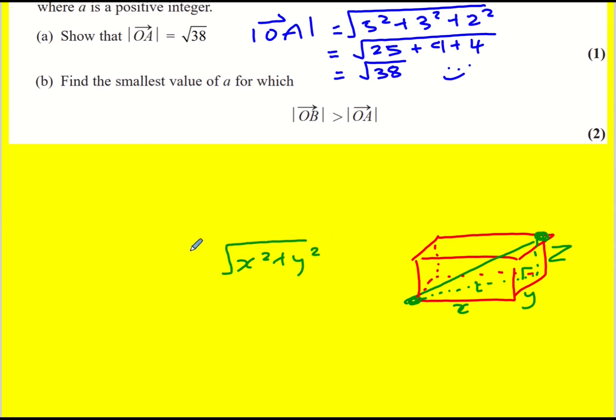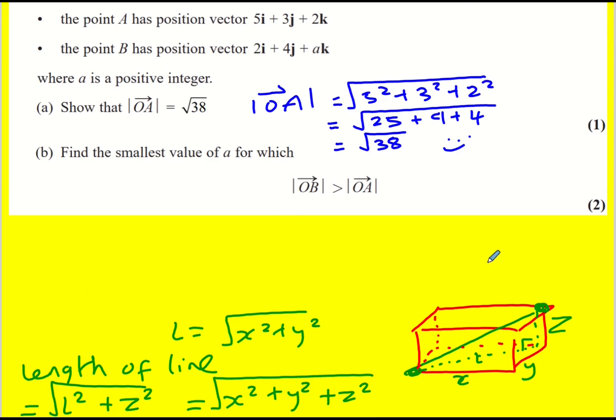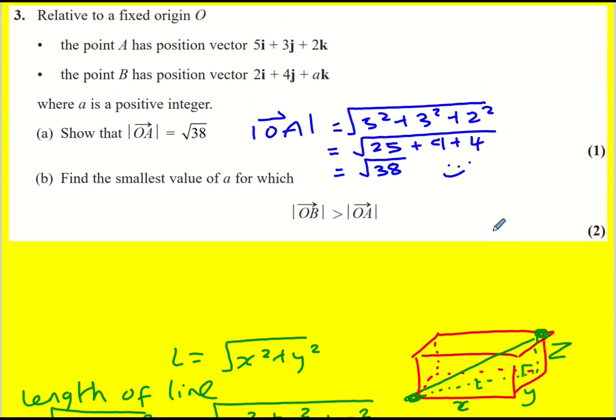Maybe I call that L. And then my magnitude, or maybe length, I'm just going to call it length of the line. That's then going to be L squared plus z squared square rooted. Now L squared is actually x squared plus y squared, and hence we get this formula, x squared plus y squared plus z squared square rooted. That's a little derivation essentially of 3D Pythagoras, using 2D Pythagoras to help us.